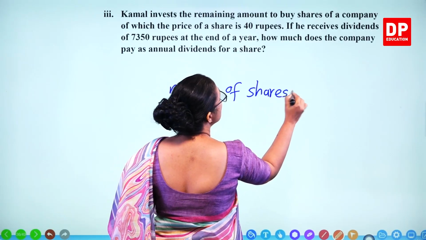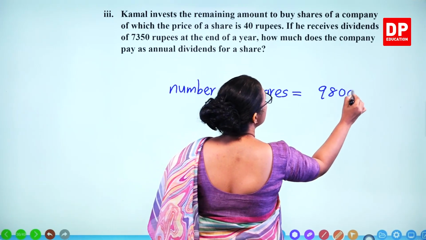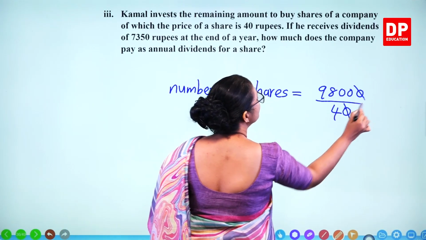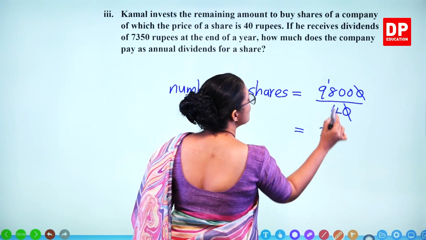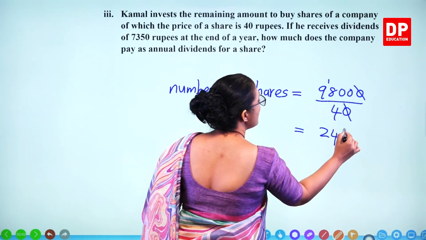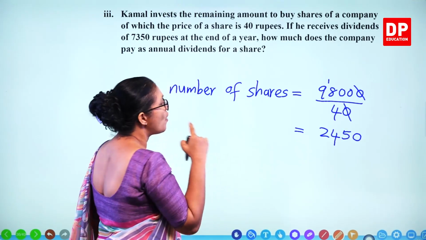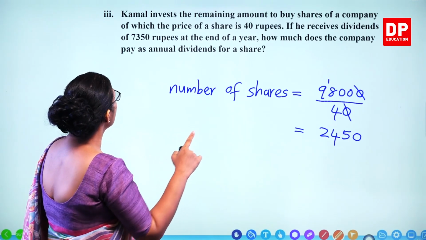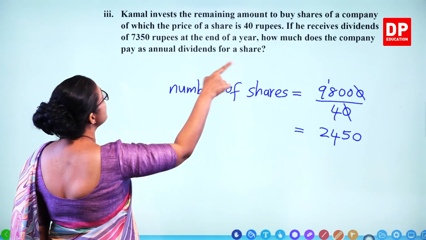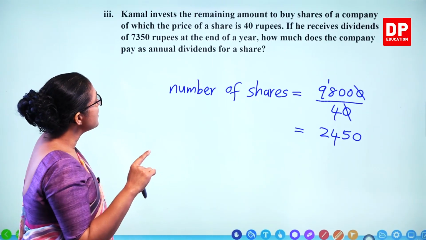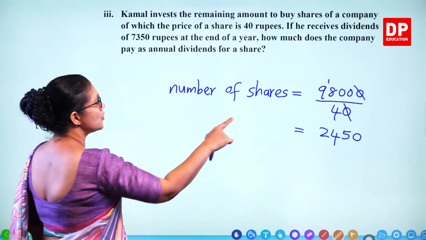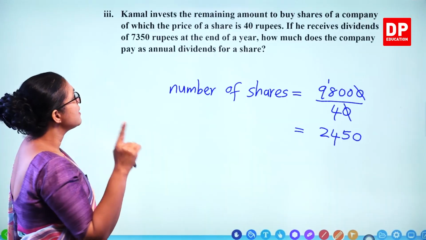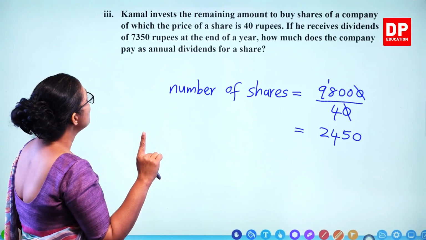So first we can find out the number of shares. He bought 98,000 invested and each share worth 40 rupees. 4 times 2, 4 times 4, 16, and for 10, 5. 2,450 shares. Then he receives dividend of 7,350 rupees at the end of a year. When you divide those two values, you get the dividend value for a share.